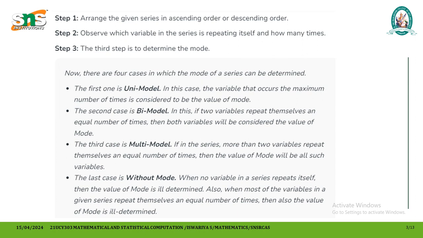The first one is unimodal. In this case, the variable that occurs the maximum number of times is considered to be the value of mode. The second case is bimodal. In this, if two variables repeat themselves an equal number of times, then both variables will be considered the value of mode. The third case is multimodal. If in the series more than two variables repeat themselves an equal number of times, then the value of mode will be all such variables.